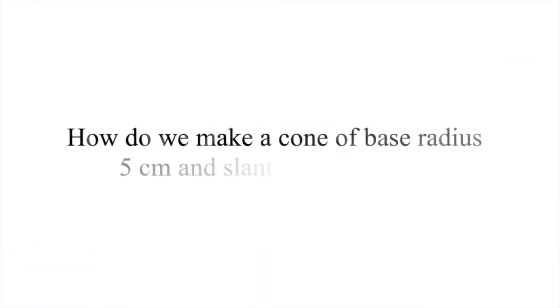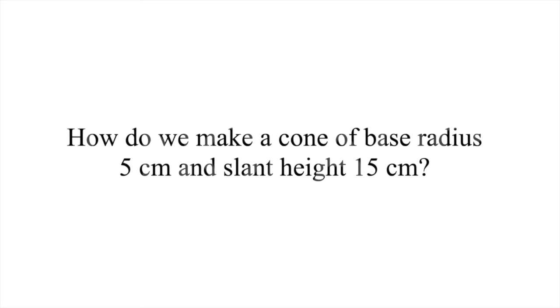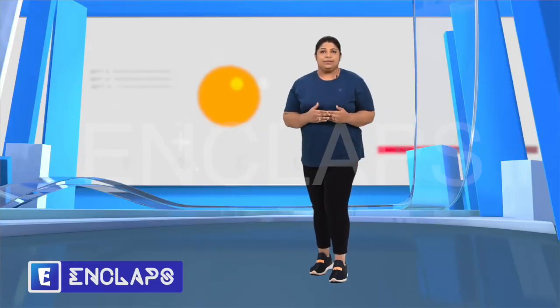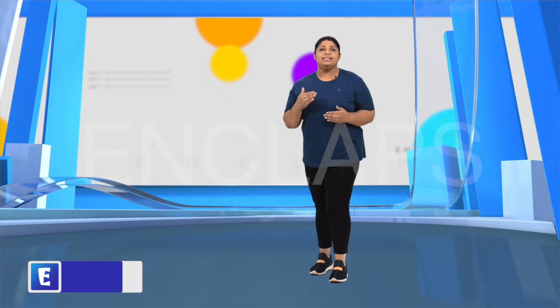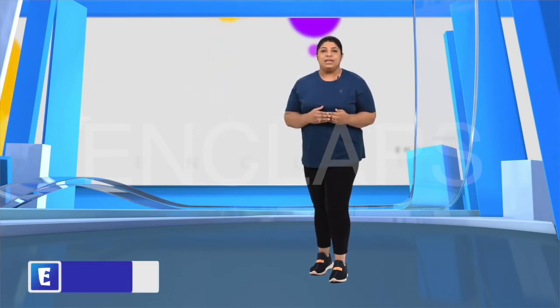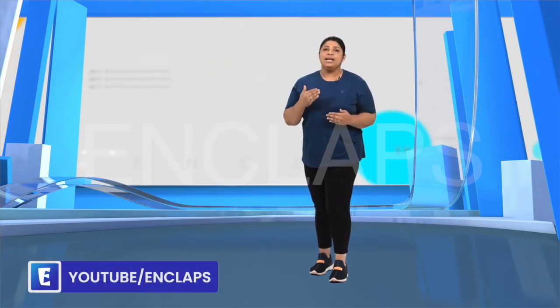How do we make a cone of base radius 5 centimeters and slant height 15 centimeters? To make a cone, we need a sector. Since the slant height is to be 15 centimeters, the sector must be cut out from a circle of radius 15 centimeters. What should be its central angle?